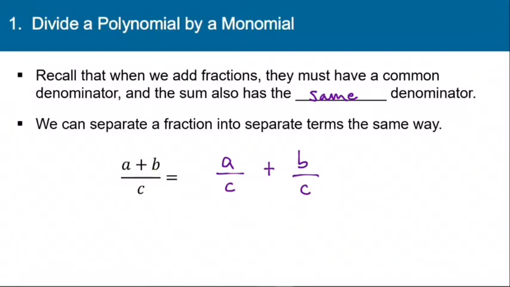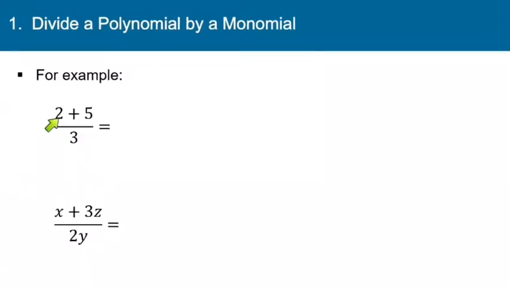Let's practice with that. So let's take 2 plus 5 over 3, and let's just separate it into two terms. So we could write this as 2 over 3 plus 5 over 3. And then if we look at x plus 3z over 2y, we can write this as two separate fractions. We can write this as x over 2y plus 3z over 2y.